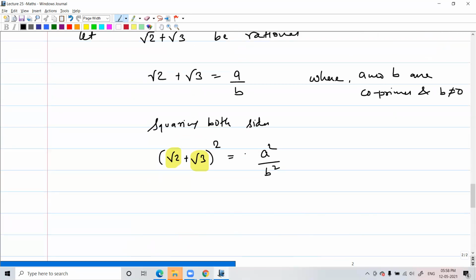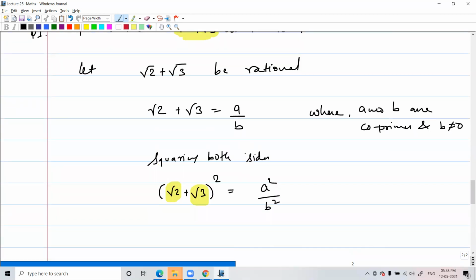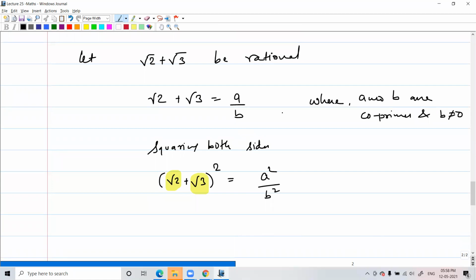Fine. So now tell me what we can do. We have assumed that root 2 plus root 3 is rational, so we can write it in the form of a by b. And we did a squaring. Up to here it is okay. What should we do next?